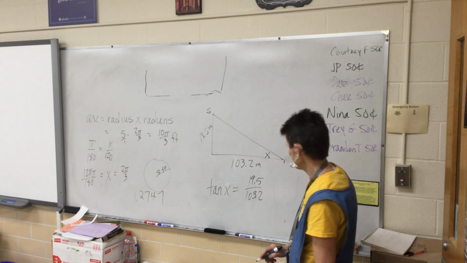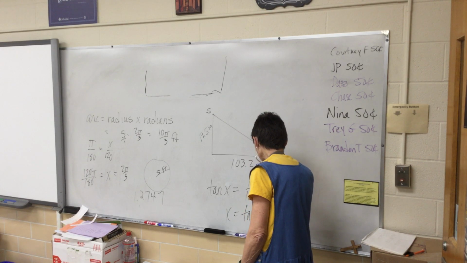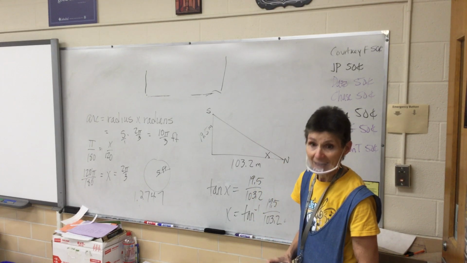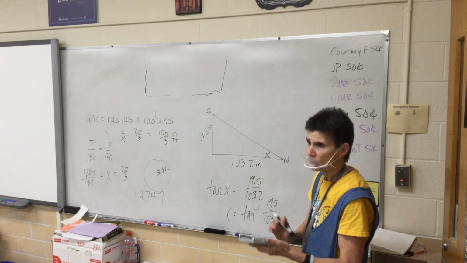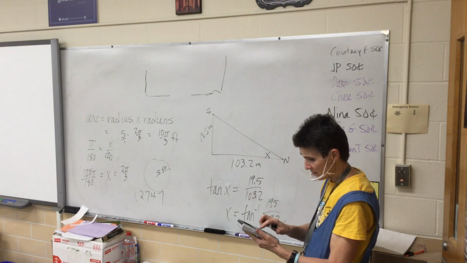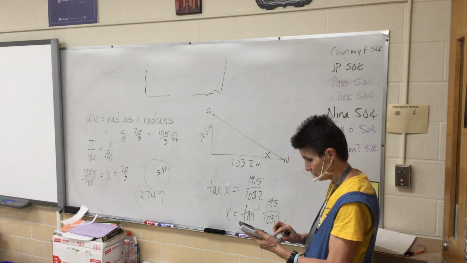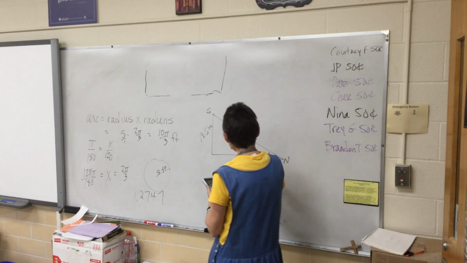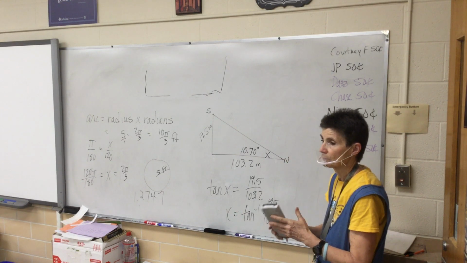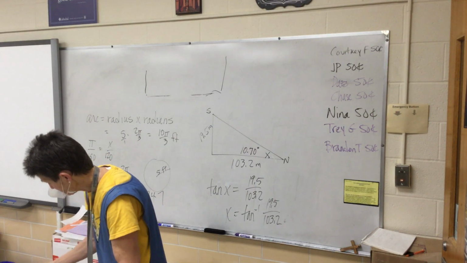How do I type that into my calculator? Second tangent, right? When you are looking for the angle, you have to use the second button. Some of you are looking at me strangely. We talked about this. I'm positive we did. So, second tangent, 19.5 divided by 103.2. And the angle is 10.70 degrees. Well, that was fun and exciting.